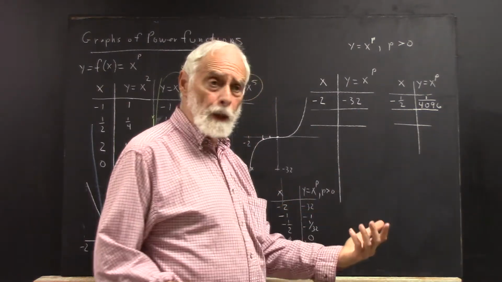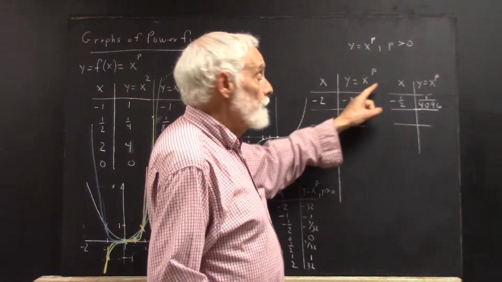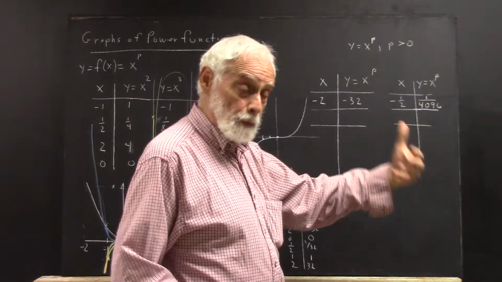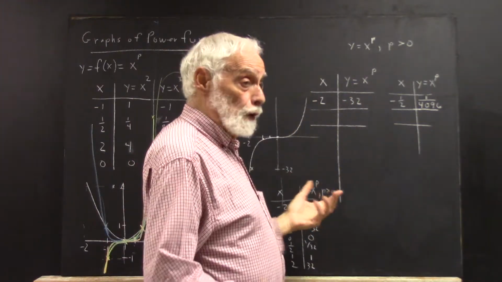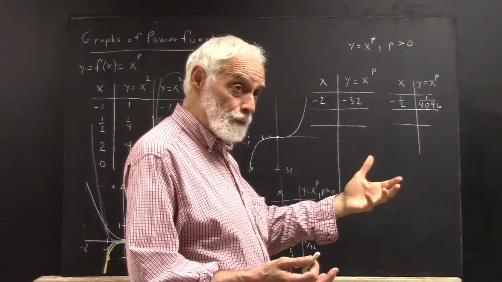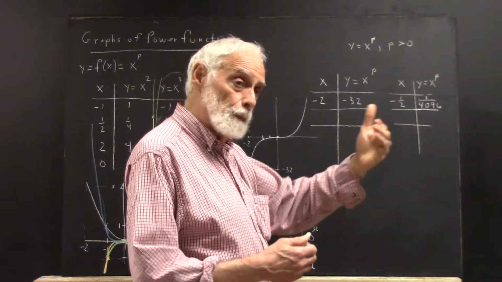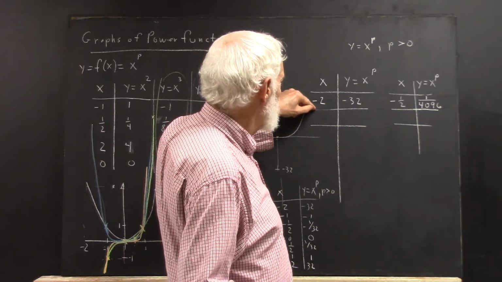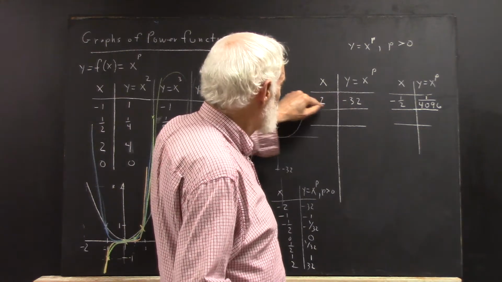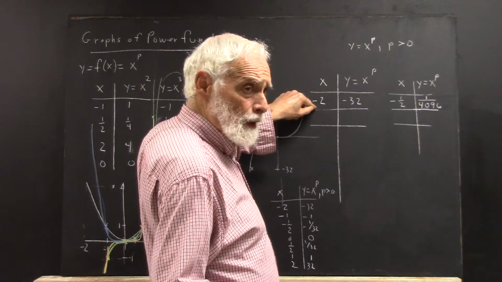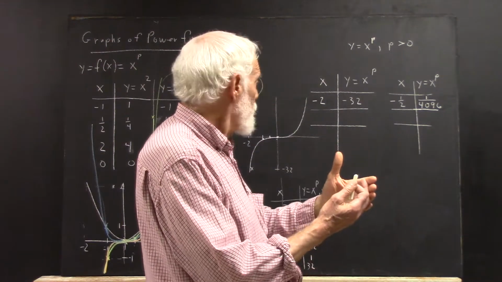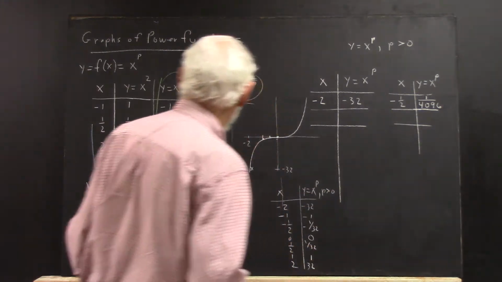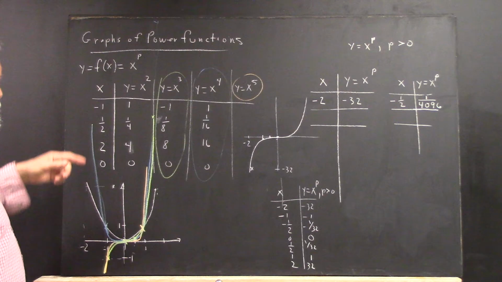We also know for any power function with positive p that 0 to the p is 0. So when x is 0, we're going to be at the origin. We also know when x is 1, y is 1. And when x is -1, well, y is either positive or -1. So we know all these values. So knowing that y is -32 when x is -2, again tells us that the y values for all negative x values are negative.